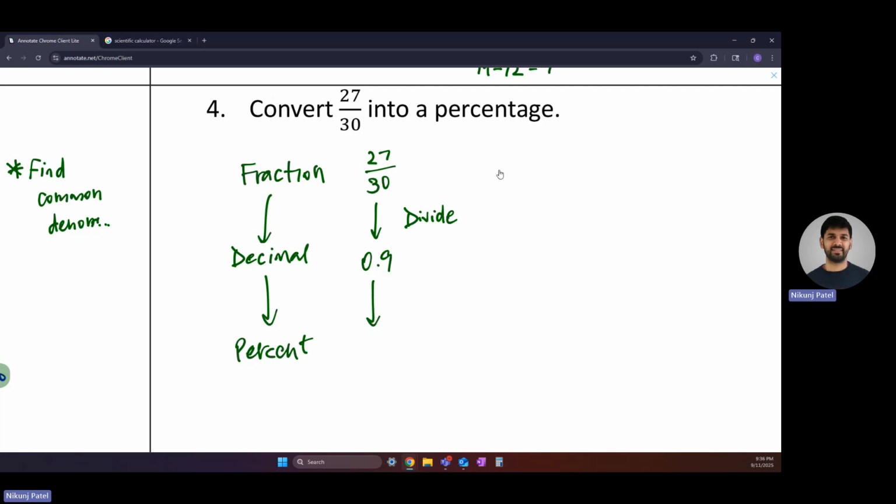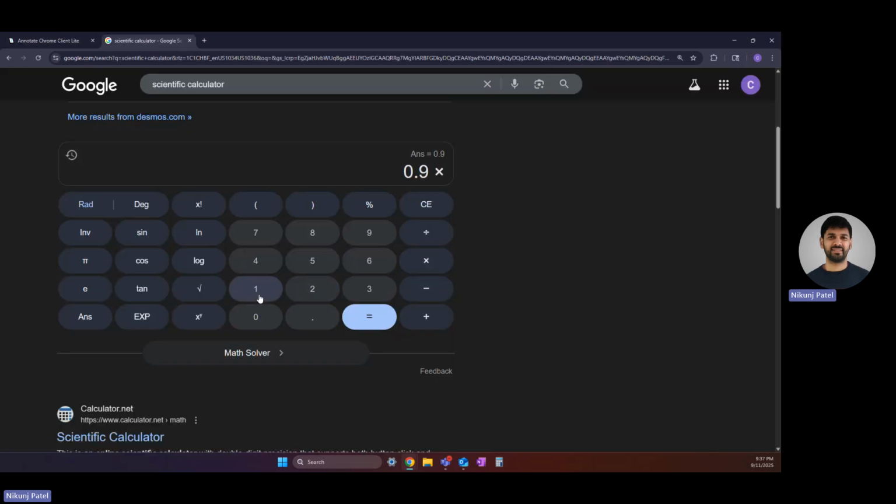And now how do we take this decimal and turn it into a percent? Well, in your notes, we talked about that as well. We're going to multiply by 100. So we just take this decimal, multiply it by 100, and we are going to end up at a percentage. So we have this 0.9 times 100 equals 90%.